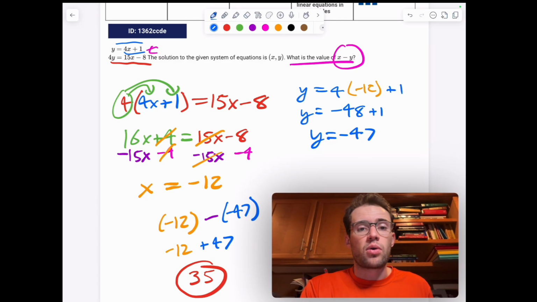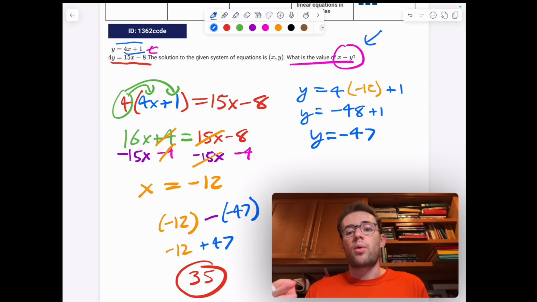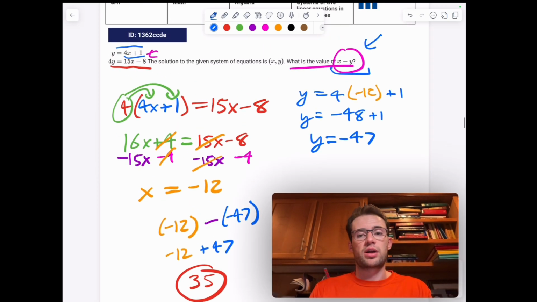And then just make sure again that you always read what they want for the answer. Are they asking for x? Are they asking for y? Are they asking for an ordered pair? Or in this case, they want you to do something with the x and the y. Just make sure you do that correctly.